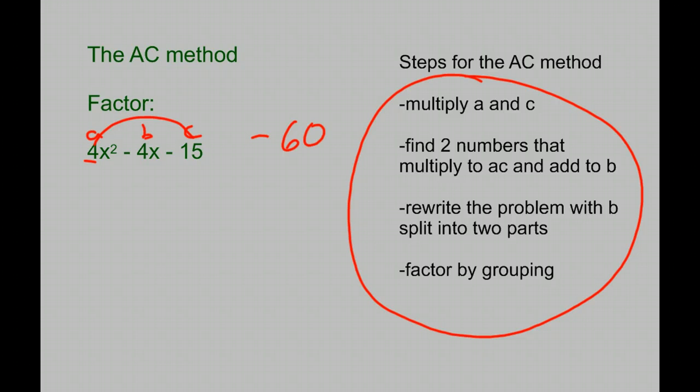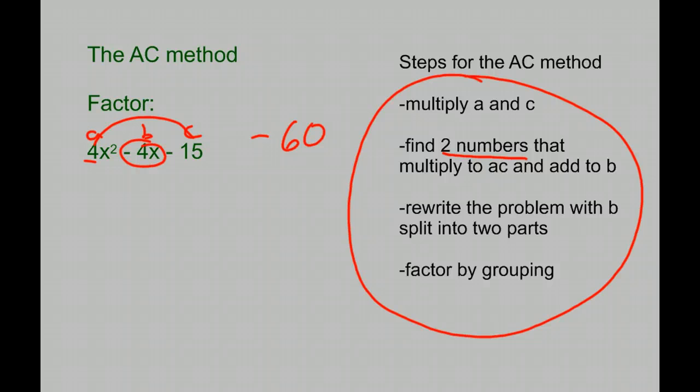Now, we're going to do exactly what we did with our regular trinomial factoring, where we're looking for two numbers that multiply to one thing and add to another. The only difference is we're not using 15 as our multiplier. We're going to use this negative 60. So we're looking for numbers that go into negative 60 and add to negative 4. So they multiply to a times c and they add to b.